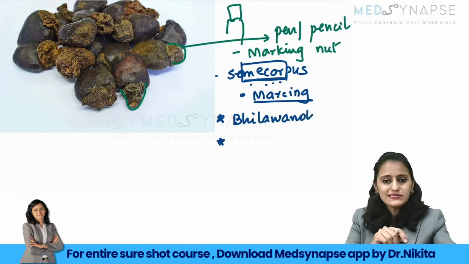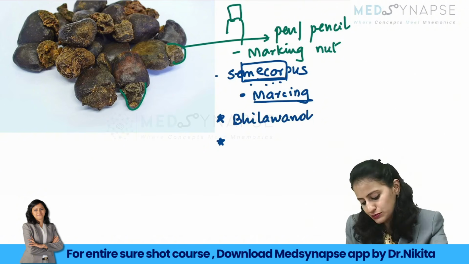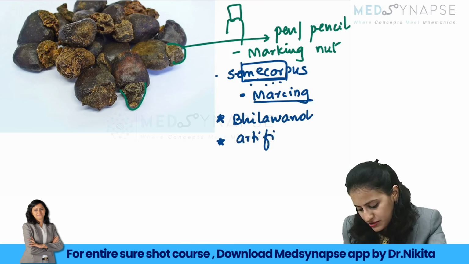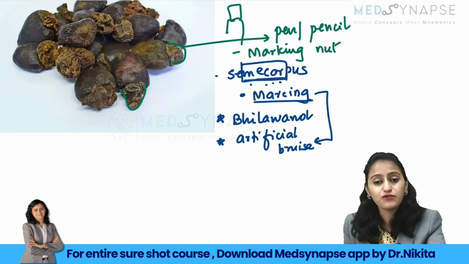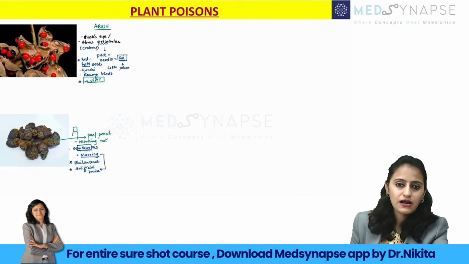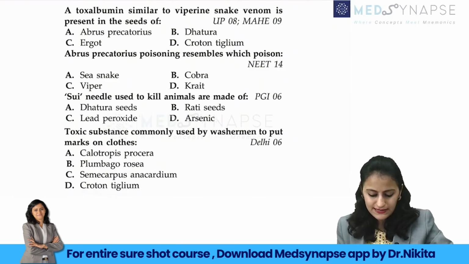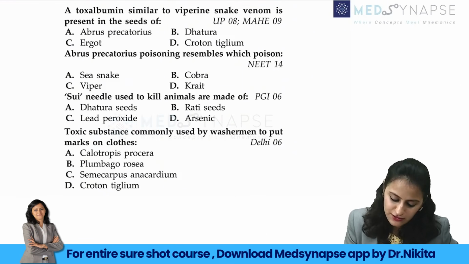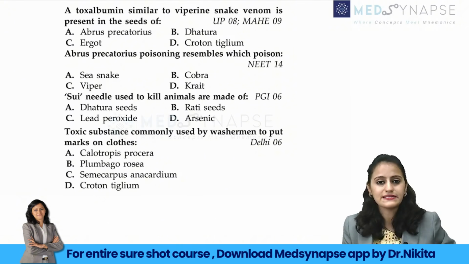Because this is used for marking, this is also used for creating artificial bruise, right? Since it is used for marking, it is used for artificial bruise. So this is Semecarpus. Before we go on to the next one, let's try to solve some questions related to Abrus and Semecarpus.